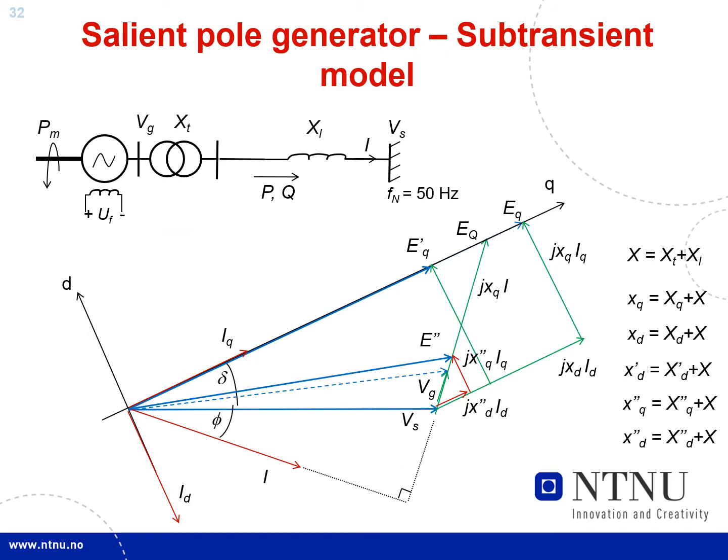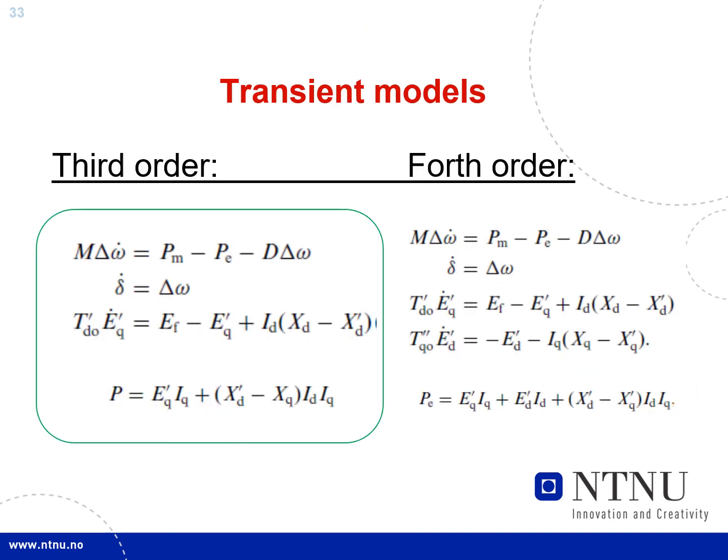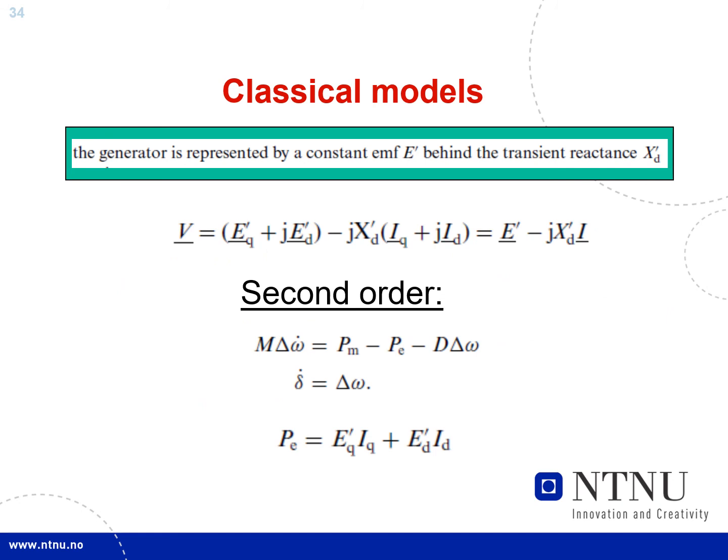And this is the final sub-transient model as we are using it. But now we have the formal derivation of these equations. The third order model, which we discuss in detail, the fourth order, and we also have, if we neglect the dynamics of the main field flux at all, what we call the classical model.